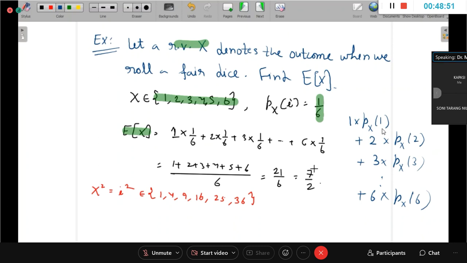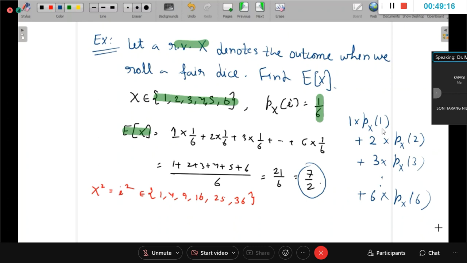Okay, right? And what it tells you is that the expected value of X is 7 by 2, which is 3.5. 3.5 is close to 3 and 4. So in the long run it is expected that you will be getting either 3 or 4 as the outcome of rolling a fair die. That's the expected value, but not sure again.